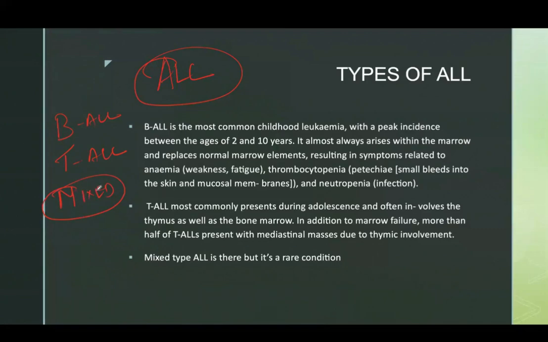Okay. B-ALL is the most common childhood leukemia. Just note down and understand the points which I am telling you. That's more than enough to get through your exams. B-ALL is the most common childhood leukemia. The symptoms you will find are anemia leading to weakness and fatigue, thrombocytopenia leading to petechiae, because with thrombocytopenia, your platelet counts will go down and patients will easily bleed. Then neutropenia. What happens when the neutrophil counts go low? You will get infection.